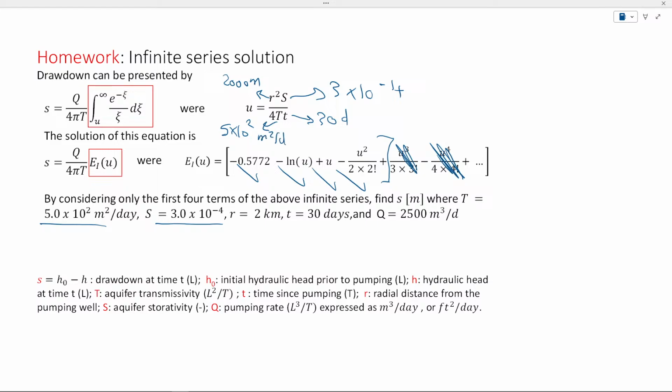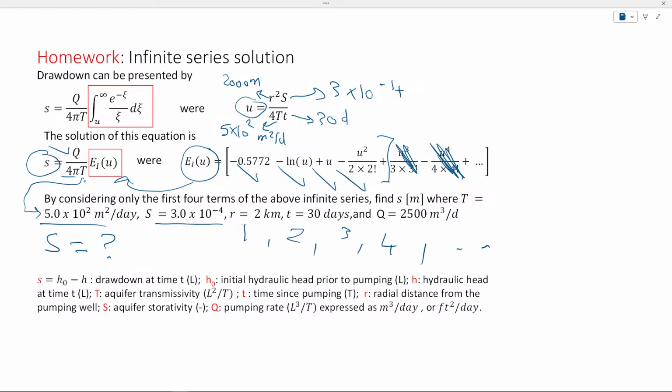So I'm giving you all this. You can calculate the u, and then after you calculate the u, you substitute it here and calculate this guy, and then you substitute this guy here. Q is given, and transmissivity is given, you know 4 and you know pi, and then you can calculate this guy. So you can find the s, which would be, I don't know, 1 meter, 2 meter, 3 meter, 4 meter, whatever. So you just find this number in meters.